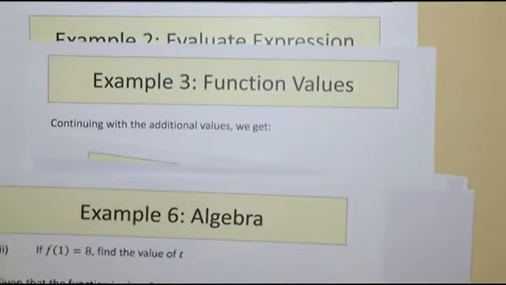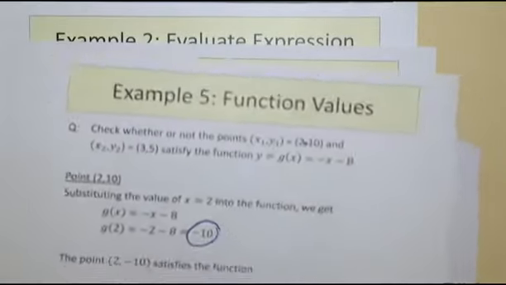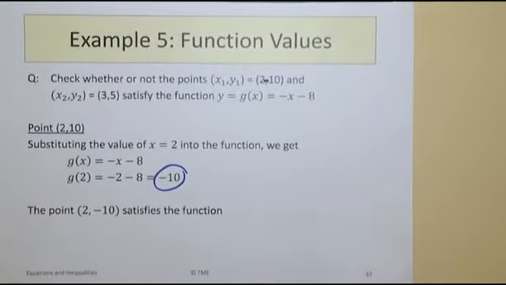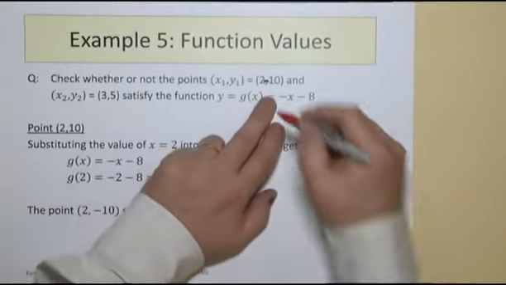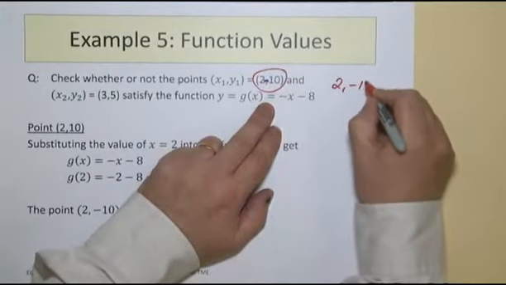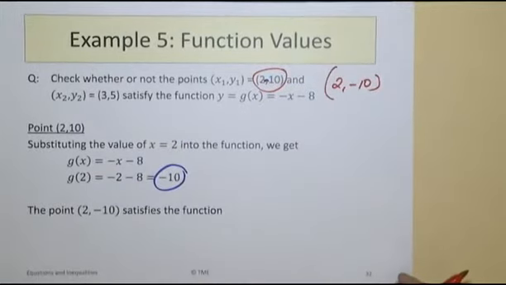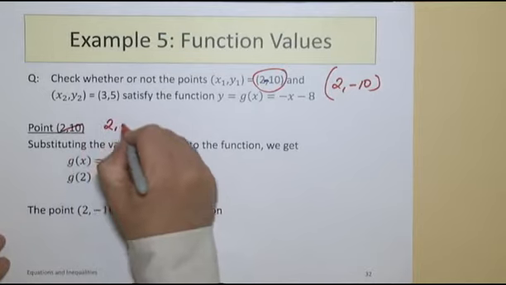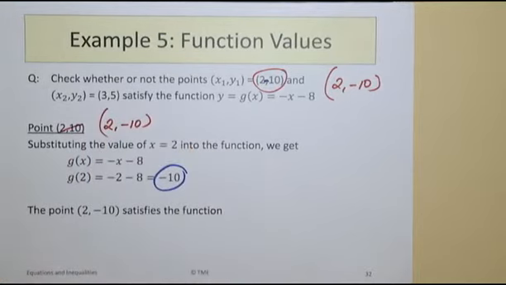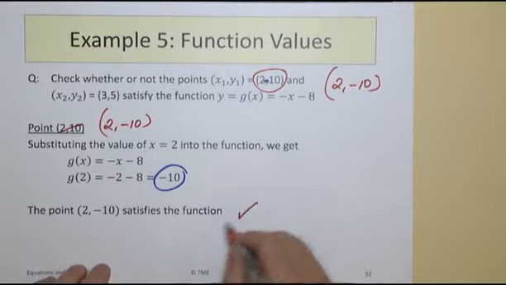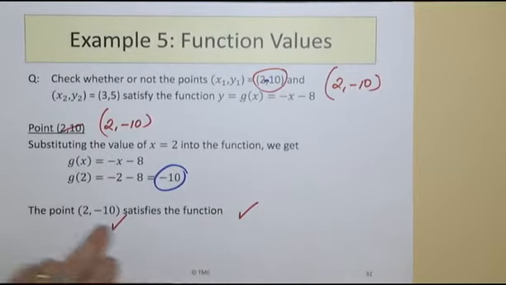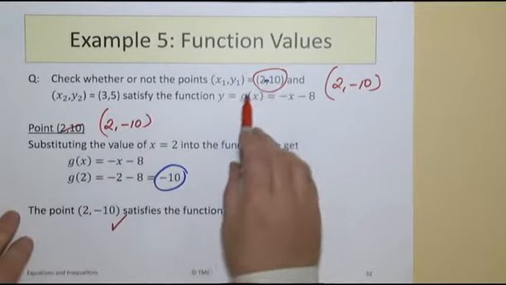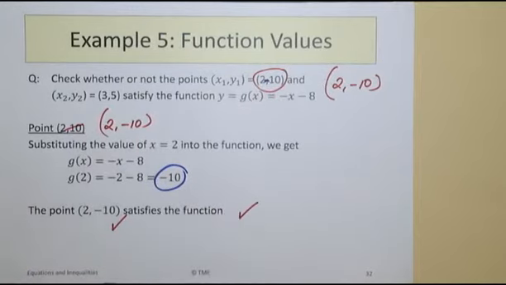Which page was it? Sorry, it was slide 32, example 5. Check whether or not the point's this. If you change this to 2, comma, minus 10. Okay? That should have read 2, minus 10. It is correct, 2, minus 10 is correct there. It's just those 2 errors there. That should read 2, minus 10 and 2, minus 10. Is that okay?